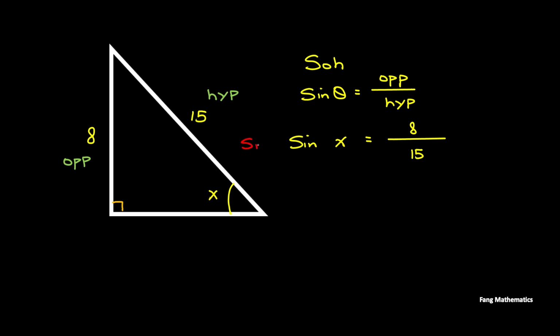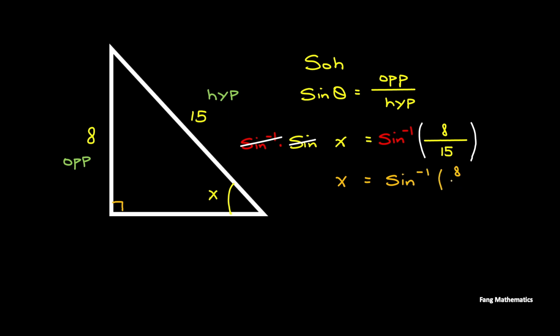We are to remove the effect of the trigonometric function by applying its corresponding inverse function, so sine inverse on both sides. Remember, you are required to apply a parenthesis to indicate the single object. On the left-hand side, your sine inverse should eliminate with the sine, leaving you x. On the other, you have sine inverse inside the parenthesis 8 over 15.